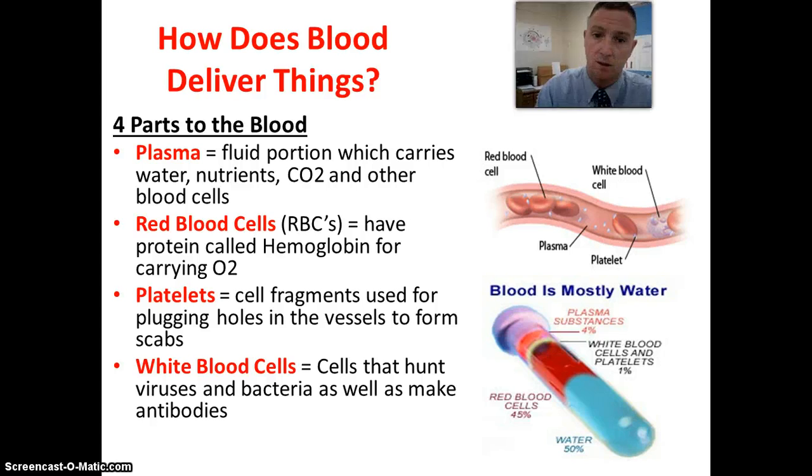Cool? All right. So here's my blood vessel. Got my plasma, got my platelets, got my red blood cells, got my white blood cells. 4 parts of the blood. Biggest part, water. Next biggest part, red blood cells. Then you get some white blood cells, about 1%, and the other stuff that's in the plasma, about 4%.